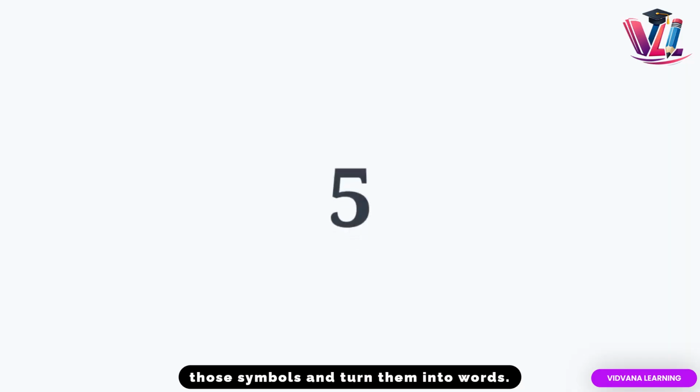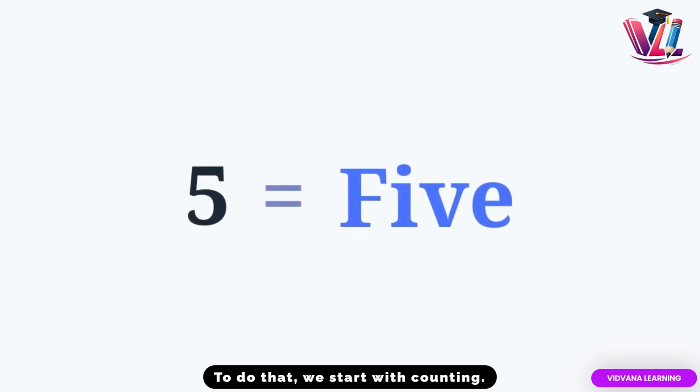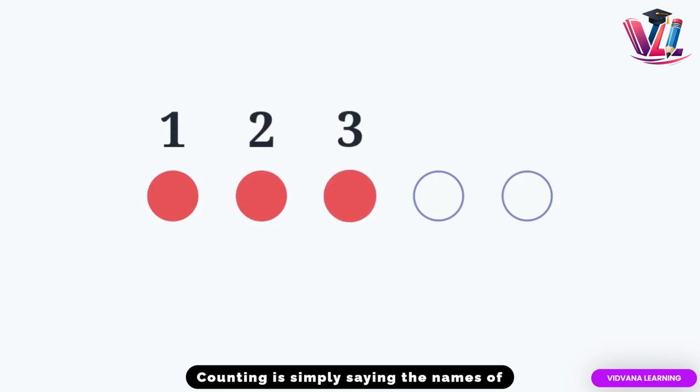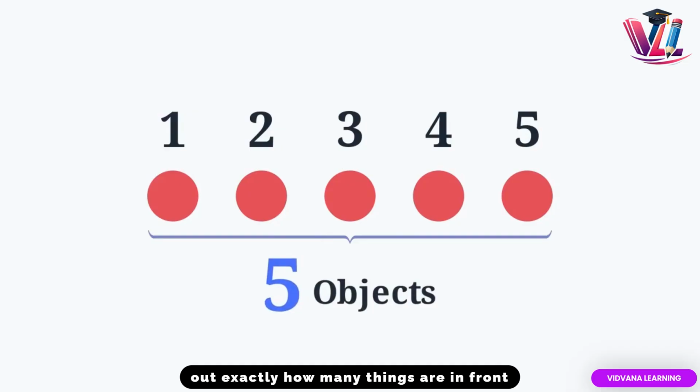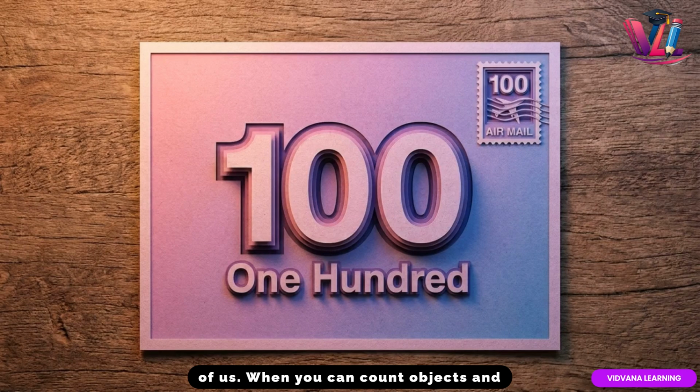We're going to take those symbols and turn them into words. To do that, we start with counting. Counting is simply saying the names of numbers in the right order, so we can find out exactly how many things are in front of us. When you can count objects and write down their names, you can share information about how many with anyone, anywhere.